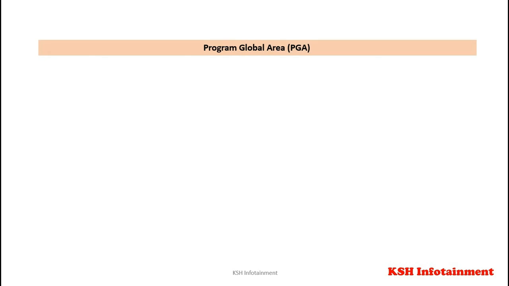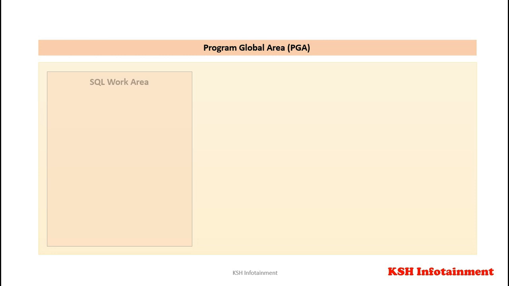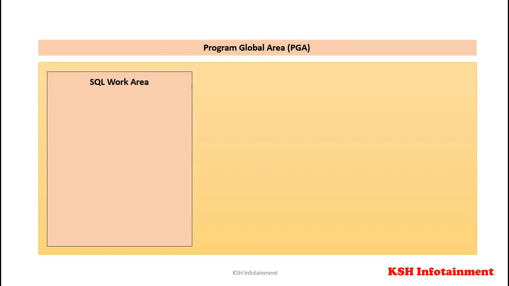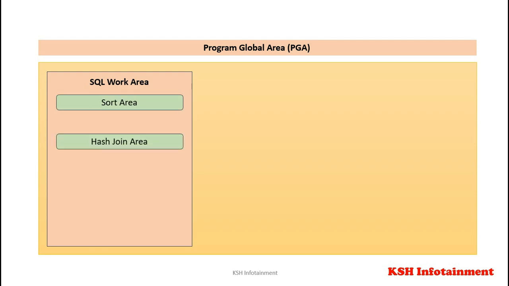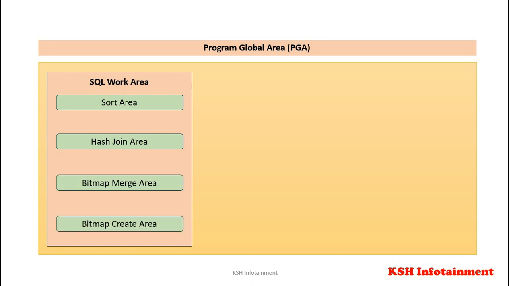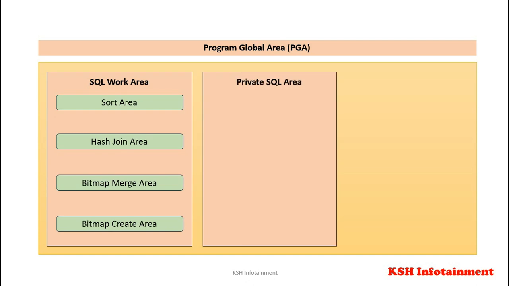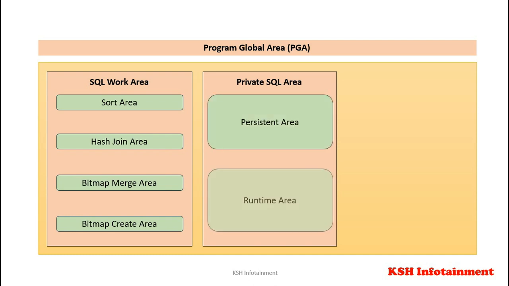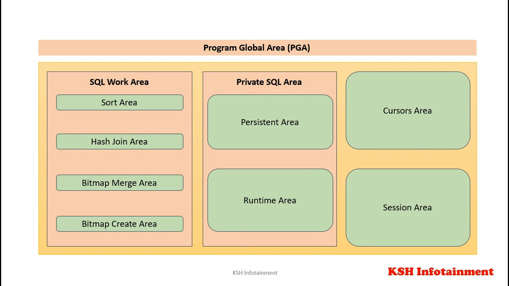Next we have program global area, that is PGA. It has SQL work area. Inside this we have sort area, hash join area, bitmap merge area, bitmap create area. Another memory block is private SQL area. In this we have persistent area and runtime area. Another memory block is cursor area and session area. These are the high level memory blocks inside program global area.